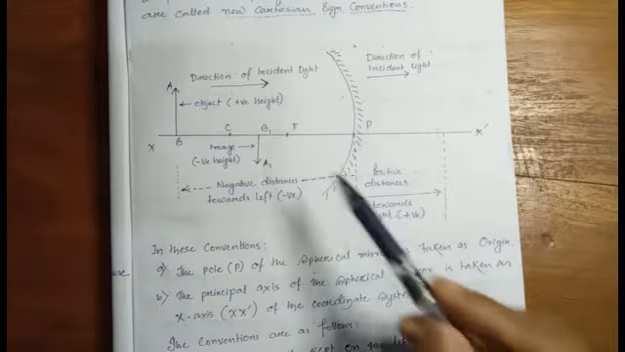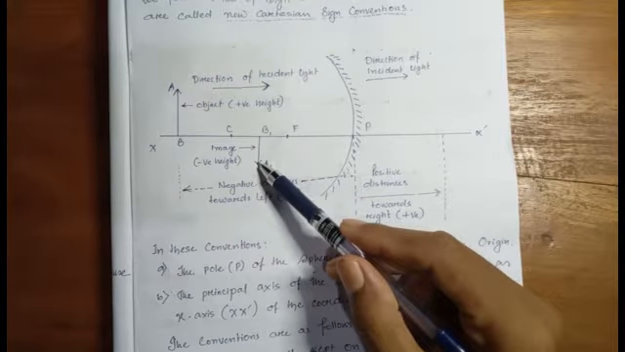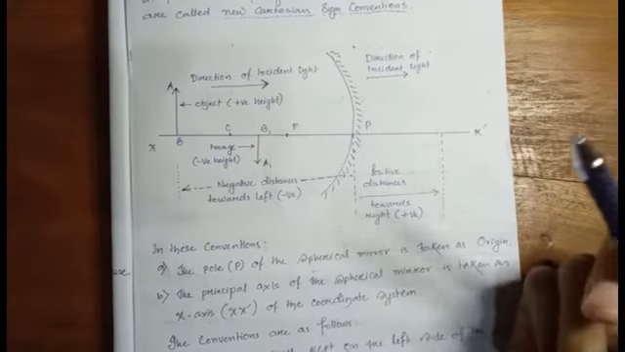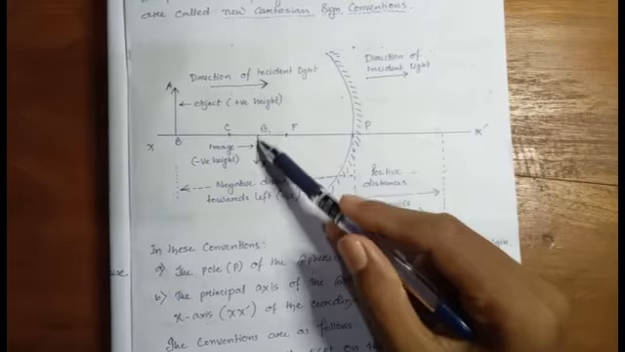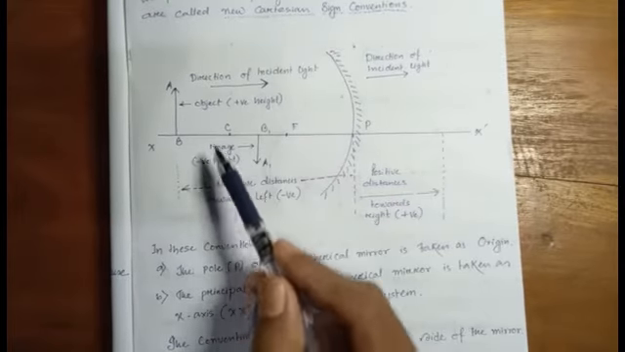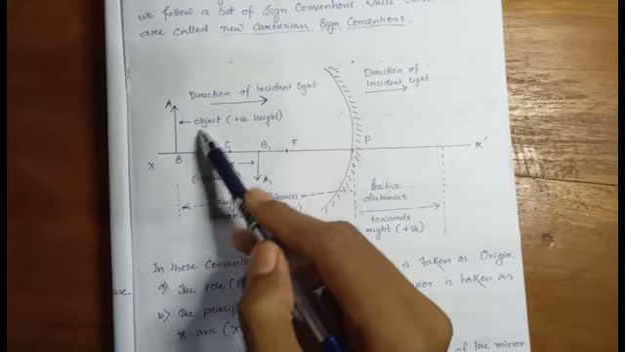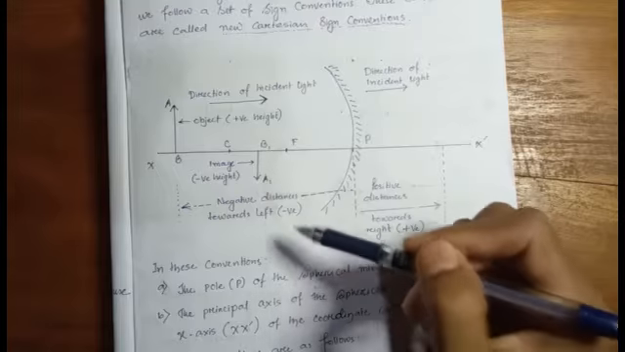So the distance that is measured below the principal axis and that is perpendicular, that is in the negative y direction, is taken as negative. So while measuring the height of the image, A1 B1, that will always be negative. Suppose the object height is 5 centimeter, then it will be plus 5 centimeter, and if the image height is 3 centimeter, then it will be minus 3 centimeter.